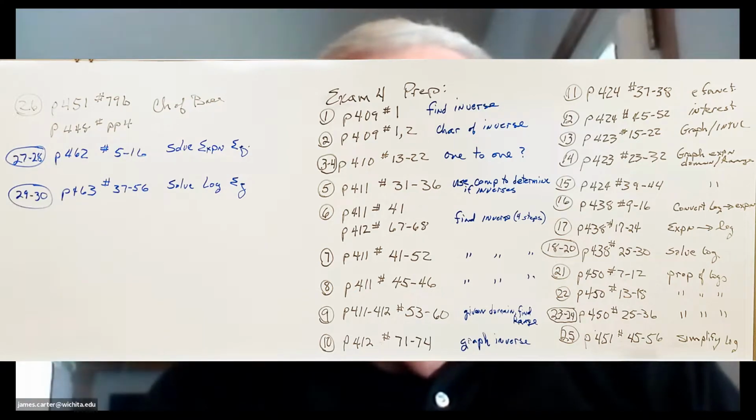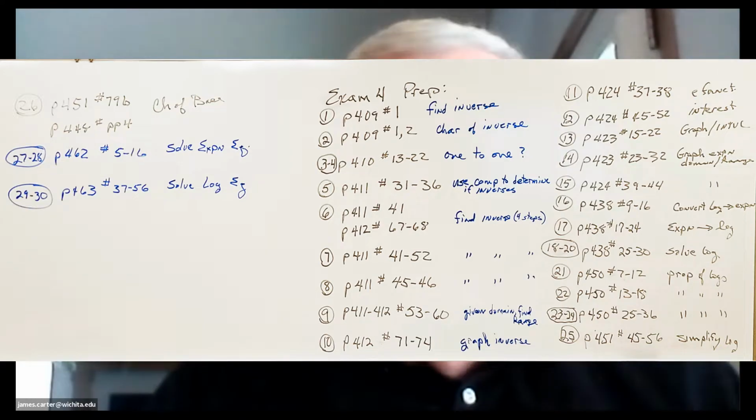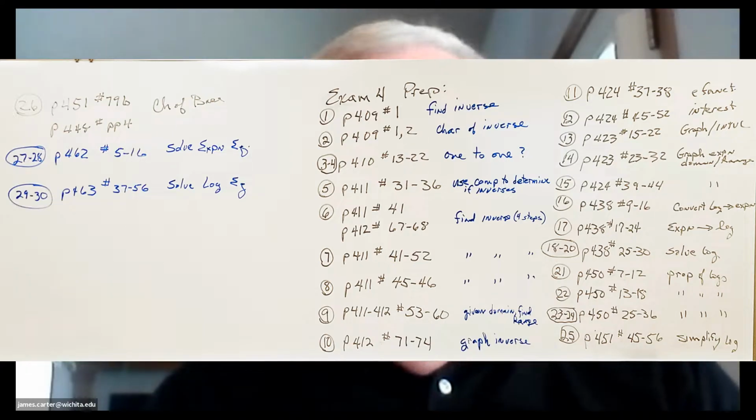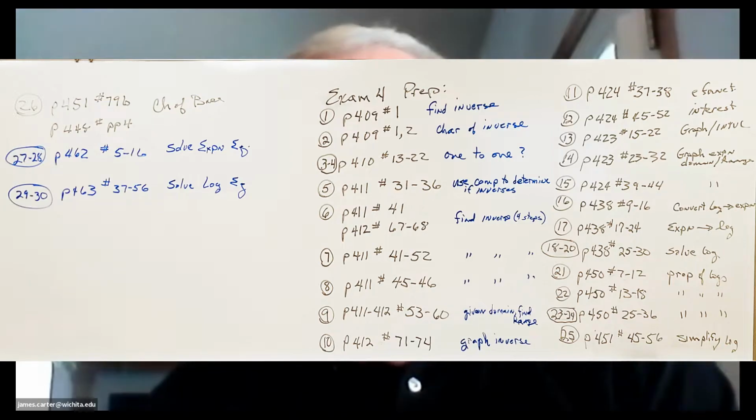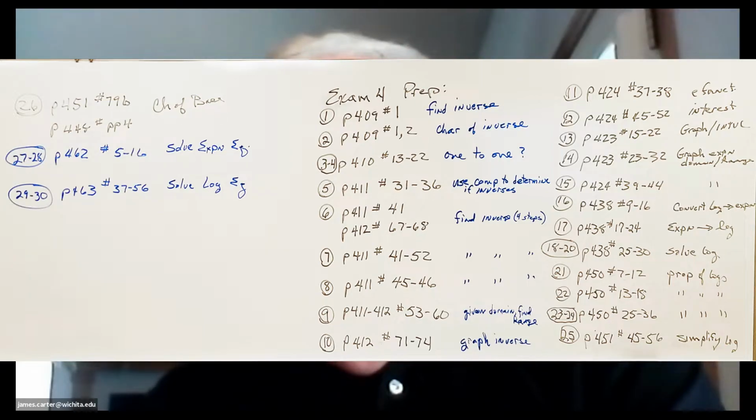Number 13 is a multiple choice. It says graph the function and write the domain and range in interval notation. So in other words, I give you a function, and then you have to tell me which of the 4 choices is the correct one with the correct domains and ranges. The citation for number 13 is 4.2.1, and page 423, number 15 through 22.